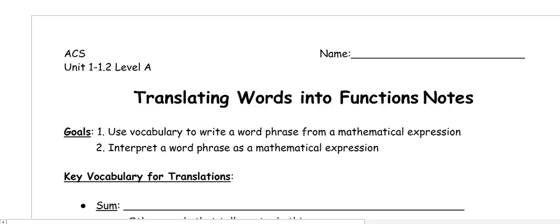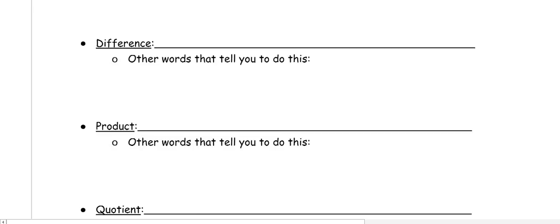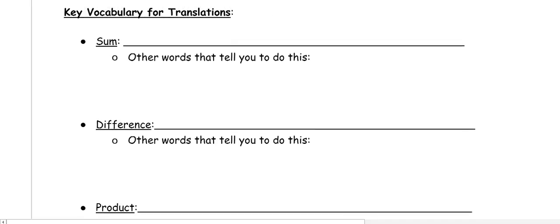This video is 1.2 level A. It's about translating words into functions notes. So our goals today are to use vocabulary to write a word phrase from a mathematical expression, and to interpret a word phrase as a mathematical expression. So first we need to learn some vocab words.